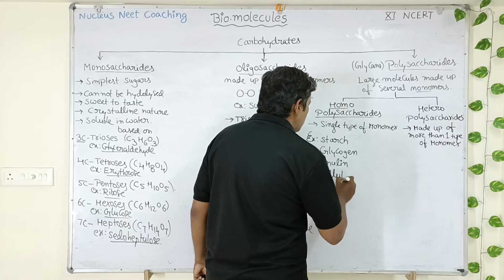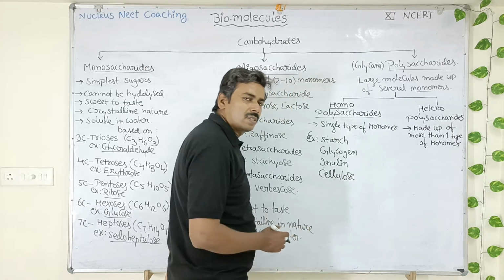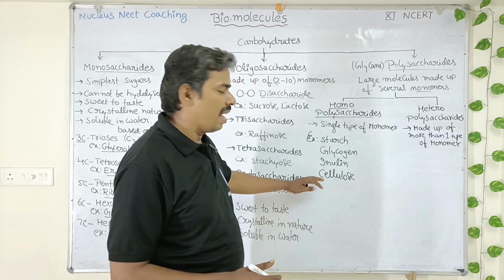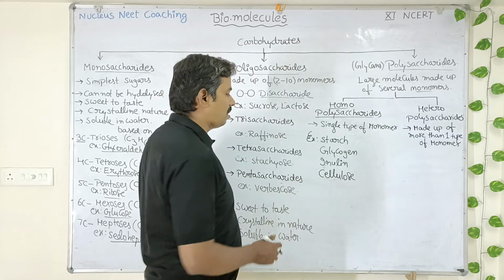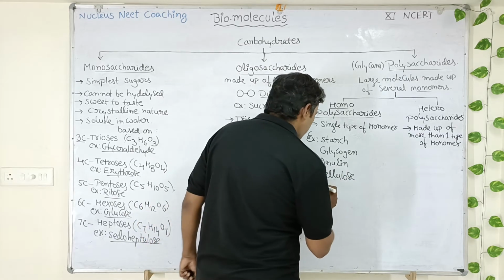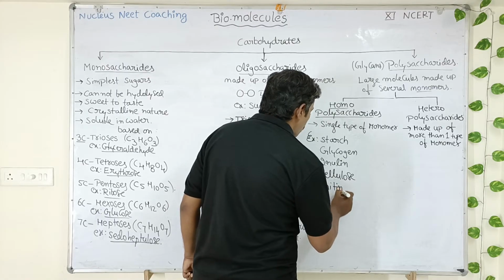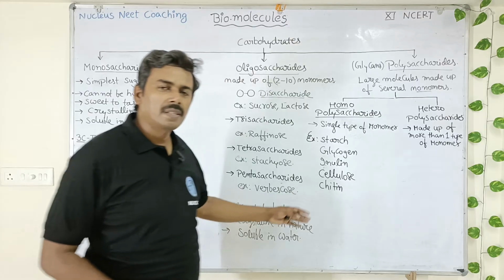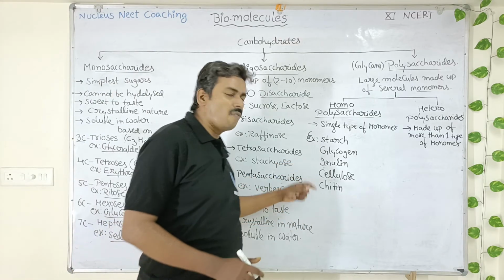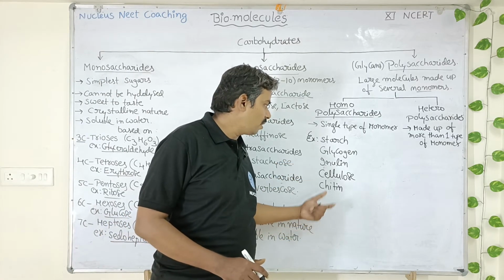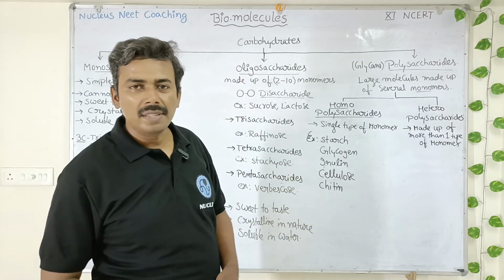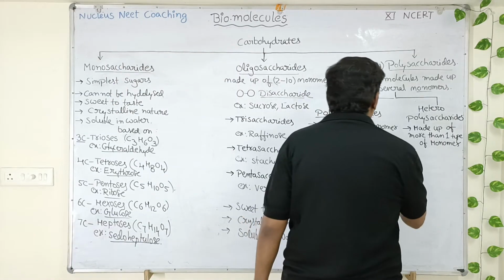Cellulose. Cellulose is also a homopolymer of glucose, but its role is different. It has a structural role. It is not a reserve food material. Next, chitin. Chitin is also a homopolymer. It is present in the cell wall of fungus and also in the exoskeleton of insects. These are all homopolysaccharides. Next, heteropolysaccharides.